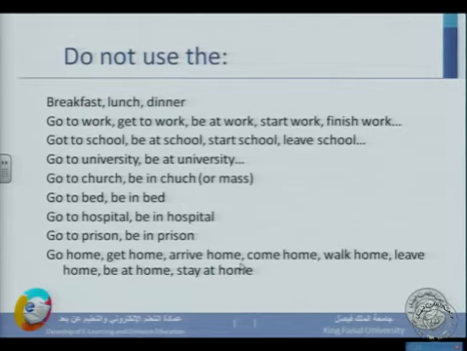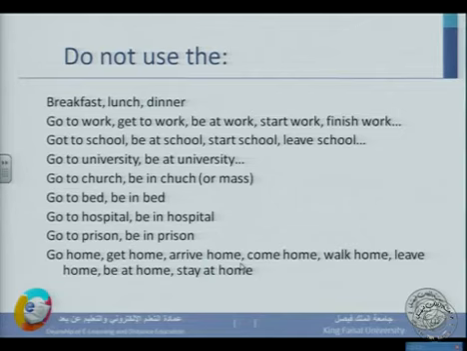However, do not use the with breakfast, lunch, dinner. ما بنستخدمهم ده. أو go to work. مش بحكي go to the work. Get to work. Be at work. Start work. Finish work. ما بحكي start the work أو finish the work. لا. أيضا go to school. I'm going to school. ما بحكي I am going to the school. I am at school. Start school. Leave school.